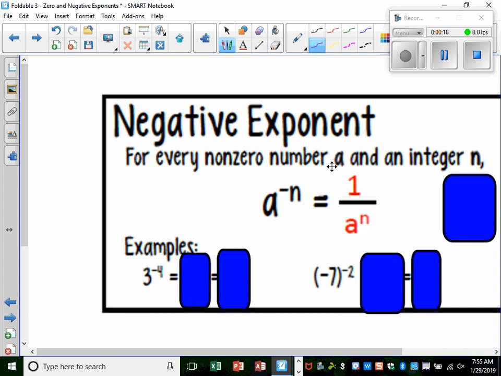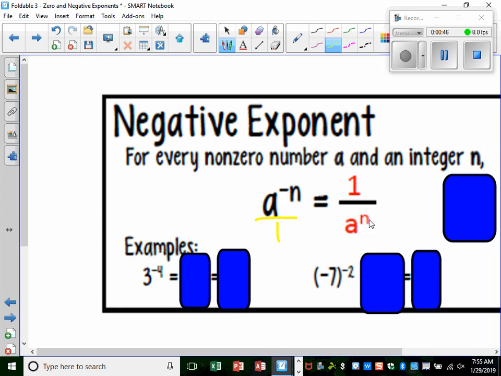It says for every non-zero number, or an integer, you're going to take the reciprocal, okay? Because technically, this is like over 1. So when I take the reciprocal, I'm flipping this. That means I'm reversing the numerator and denominator. So my 1 goes at the top, this goes at the bottom. But what do you notice about the exponent? It changes to a positive.